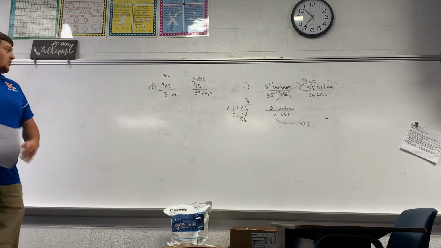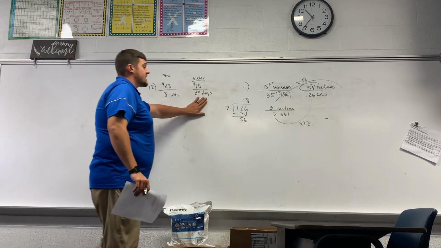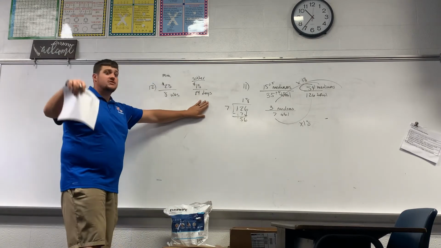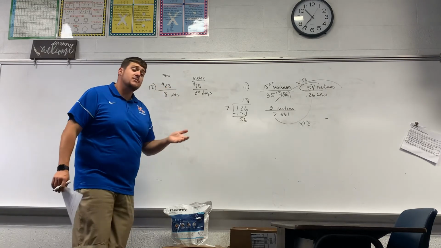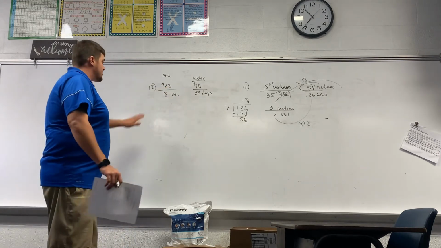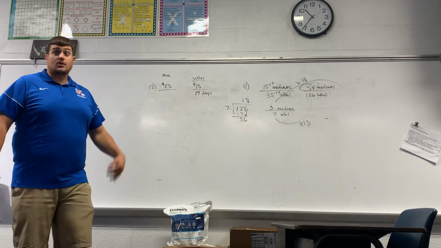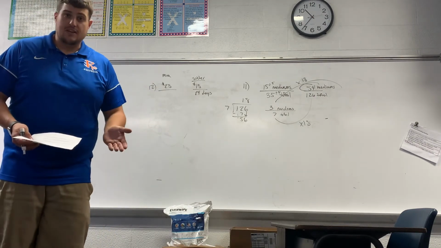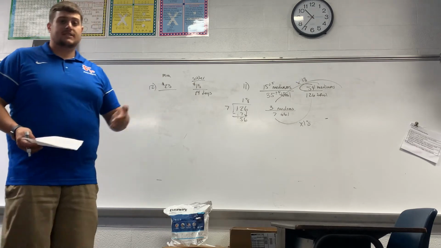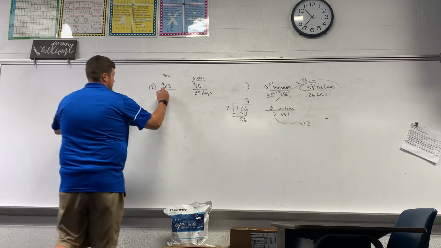Since this is not going to work out to be an even number of weeks, it's going to be 3 weeks and 3 days, so I'm going to change this to days. So 8 weeks, you have to figure out how many days that is. Well, how many days are in a week? 7. So you do 8 times 7, and you get 56 days.